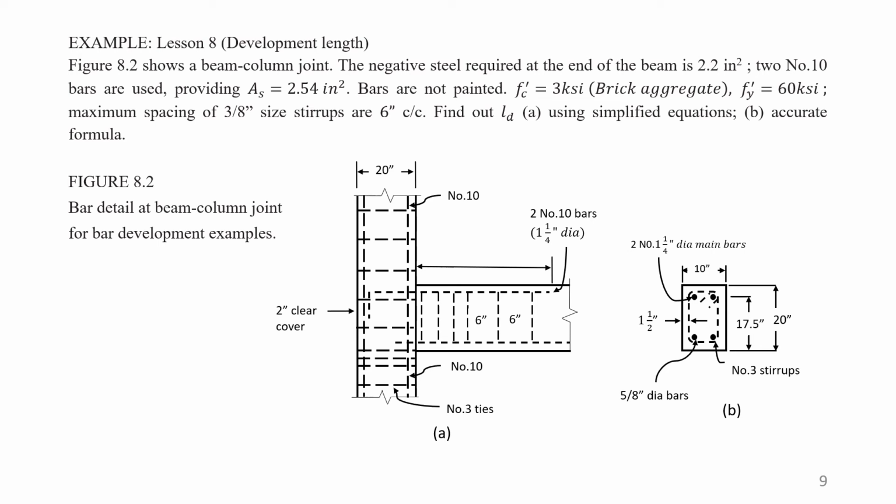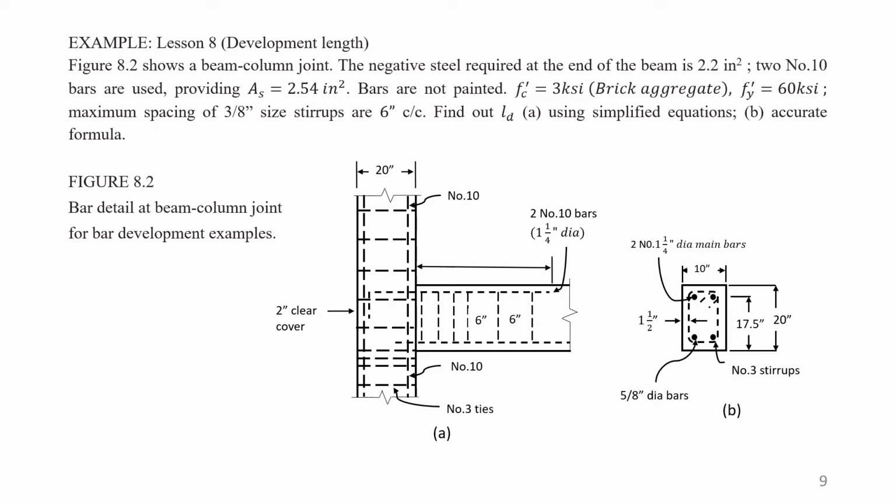We are going to find out the development length of this number 10 bar. These are the values we require for finding this development length of the bar. The diameter of the bar is 1.25, that is a number 10 bar, and the steel area of these two bars is 2.54.